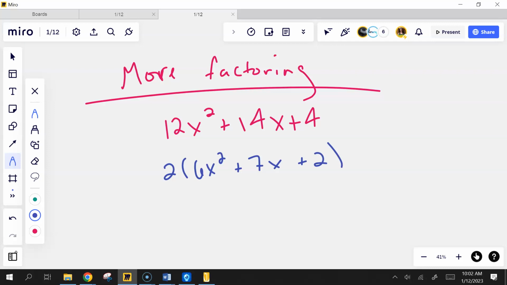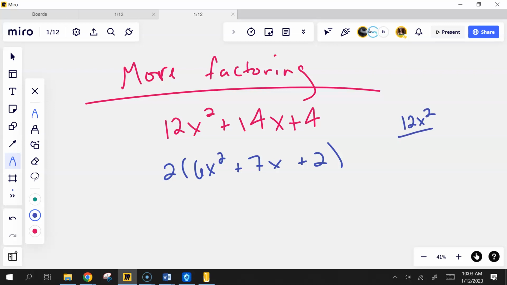Is anybody confused about step 1? Take out a GCF. All right, what's the next step? Multiply the first and the last together. That's right. I'm just going to ignore that 2 on the outside right now. I'm going to keep bringing it down. But inside, 6 times 2 is 12, so I have 12x squared. So give me 2 things that multiply to 12x squared.